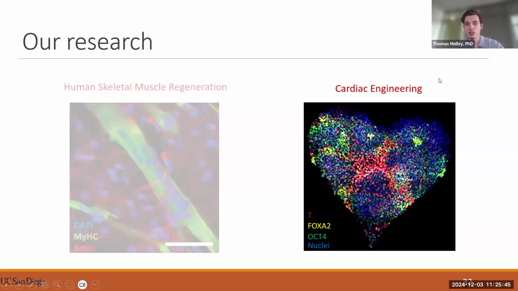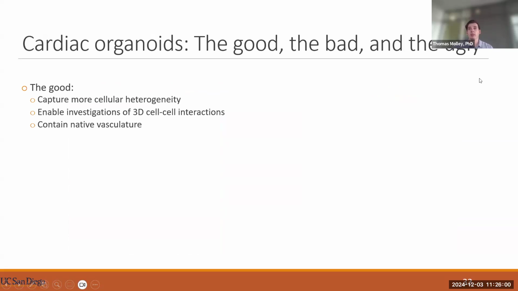And so to change gears a little bit and jump into our cardiac engineering project, we're using organoids to do this. And one challenge with organoids is that they're not quite as robust as regular human tissues, right? And so before we can jump into the age-related challenges with cardiac engineering, as we can with skeletal muscle engineering using human tissues, we want to improve our organoid models first. And so when it comes to cardiac organoids, there's the good, there's the bad, and there's the ugly.